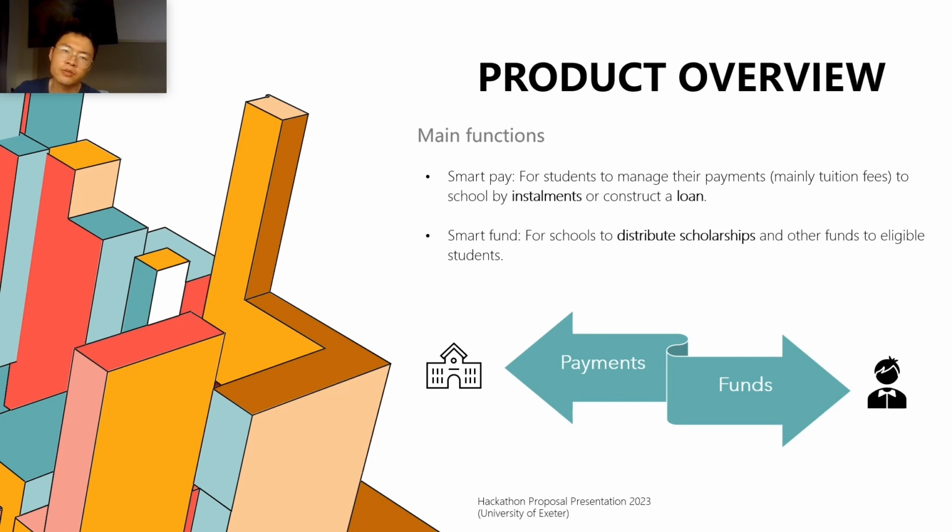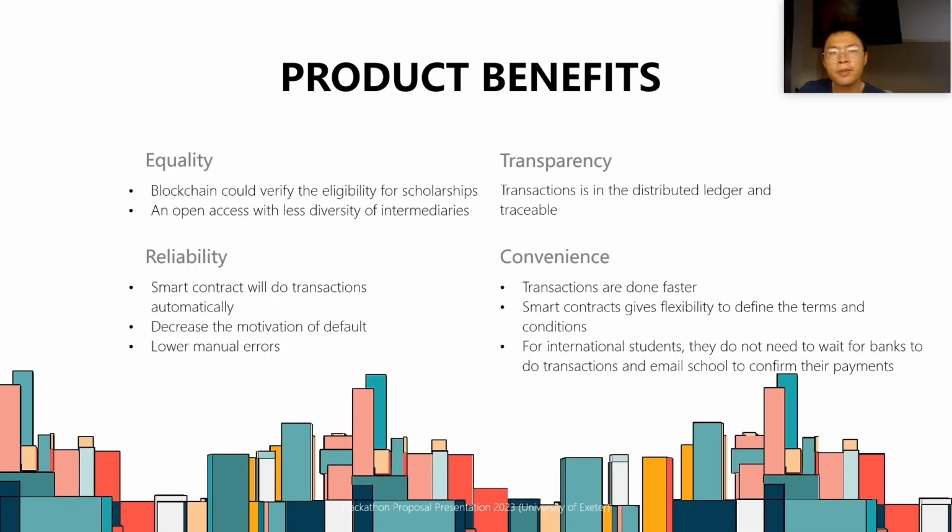On the other hand, we want scholarship distribution to be fair and more effective, in a function we call Smart Fund. The requirements can be written in the smart contract and every student is treated equally. Here are 4 benefits of our product using the blockchain: equality, transparency, reliability, and convenience.